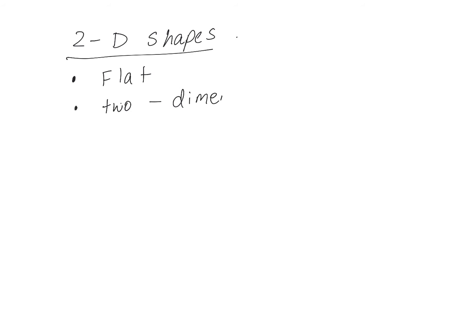So 2D shapes. This is our topic for this lesson. 2D shapes, they're flat. What we draw on paper is 2D, or on a computer screen. 2D is short for two-dimensional. That means it has two directions or two dimensions.